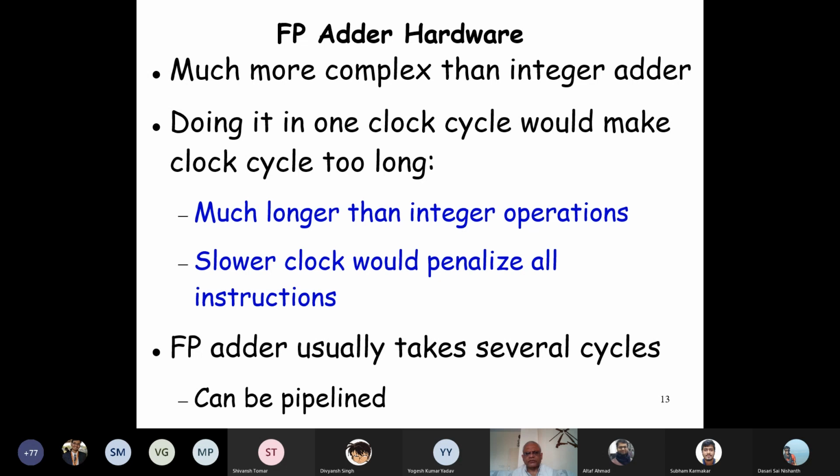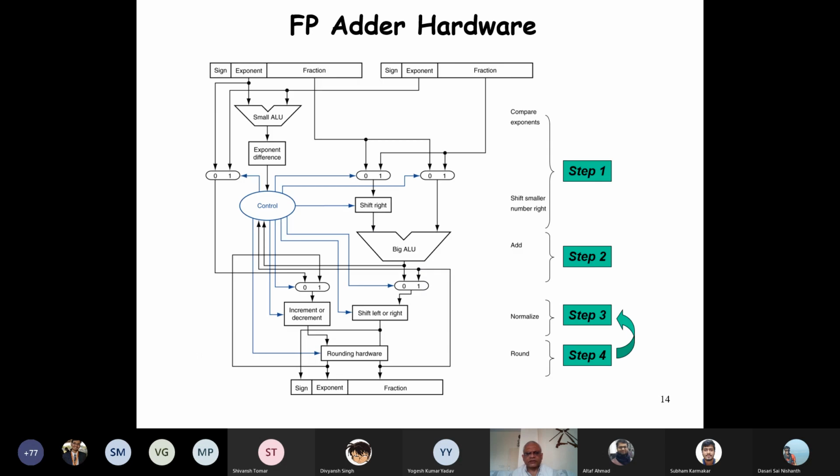We will pipeline this, but the overall representation, if we see, is that we have these two numbers to add. The first thing we do is compute the difference of the exponents and find the smaller exponent. The control circuit is doing that. Find the smaller exponent and then shift right the significand of the smaller one. And then perform the addition of the significands and then normalize and round. So there are four main steps here.